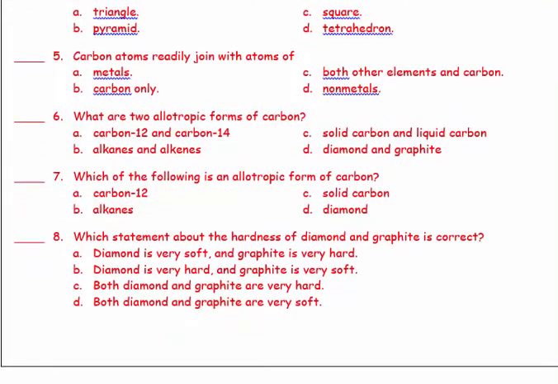Number 6, what are 2 allotropic forms of carbon? Carbon forms allotropes like diamond and graphite, and the allotropes of carbon have totally different properties according to the arrangement of the carbon atoms in them.